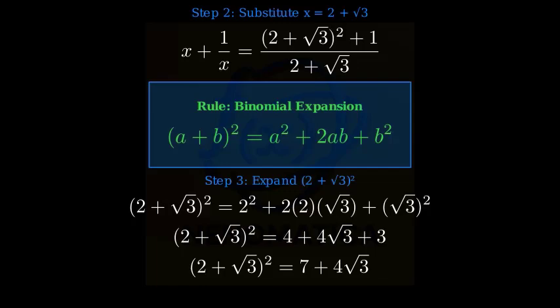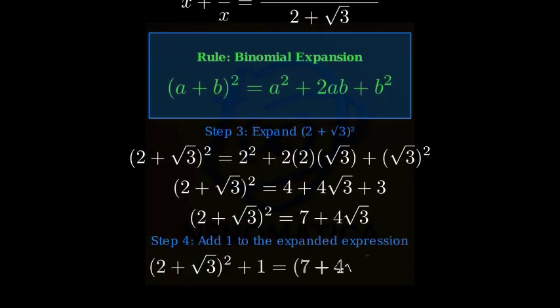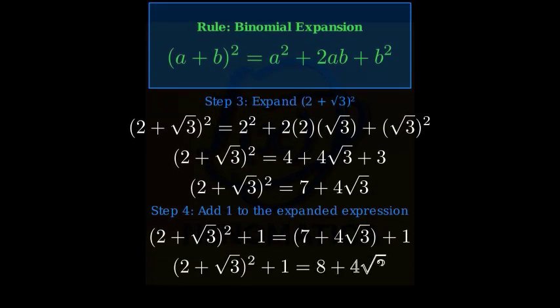Now, let's add 1 to our expanded expression. 7 plus 4 square root of 3 plus 1 equals 8 plus 4 square root of 3. Looking at our numerator, we can factor out a 4.